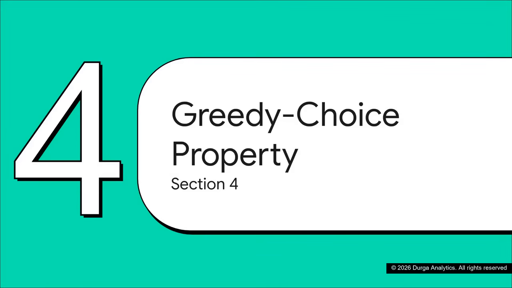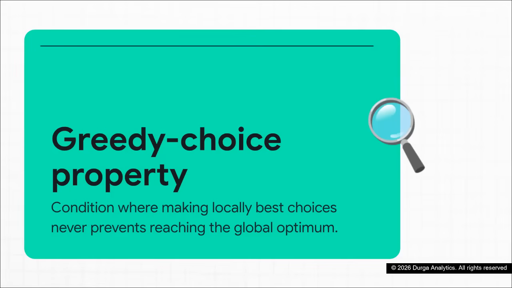So, how do we protect ourselves? Section 4, the greedy choice property. To safely use a greedy approach, we look for what's formally called the greedy choice property. This is the core intuition that making the locally best choice never prevents you from reaching the globally best answer. Basically, the good choices never conflict with one another.